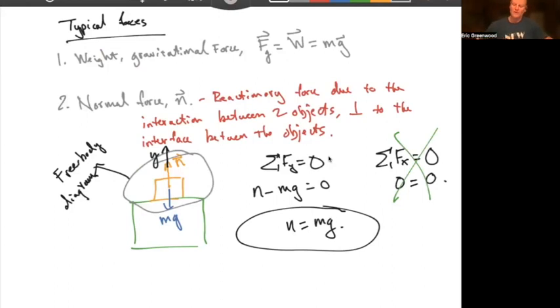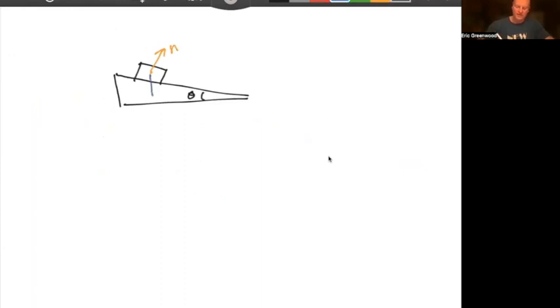Nice. Now what would happen if I tilt it? So let's say now I'm going to put it on an inclined plane. So here's my inclined plane. Here is my box. And again, here I know I have my normal force, which is going to be perpendicular to my surface. I have my gravitational force, which always points straight down. And in this case, again, I want to know what is the normal force on the system?